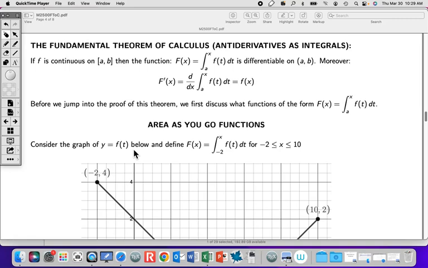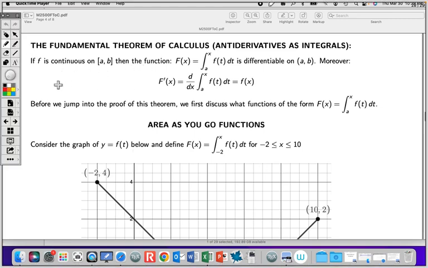Prove the second part of the fundamental theorem of calculus. That is, that these area-as-you-go functions are antiderivatives. So once again, we have an if-then construction. If f is continuous on the closed bounded interval [a, b], then the function capital F, defined as this area-as-you-go, is differentiable on the open interval (a, b), and the derivative of this area-as-you-go function gets you right back to f of x. In other words, integrals are antiderivatives.